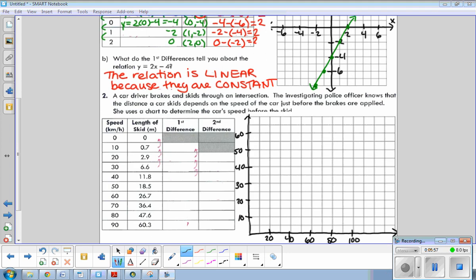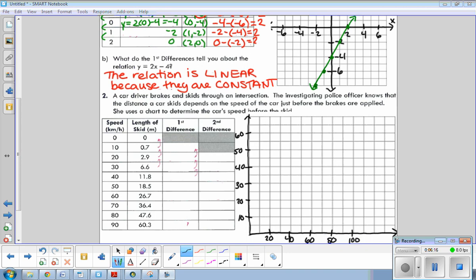For our second example, I did the table of values for you. I know you're really good at doing table of values, so that's not the skill we're trying to practice today. We're trying to practice this first and second differences skill. So the table of values is already done for you. That's what's here. So we're just going to practice calculating the first and second differences.